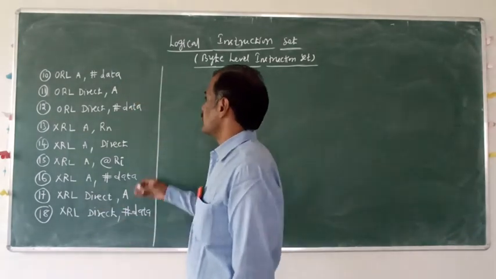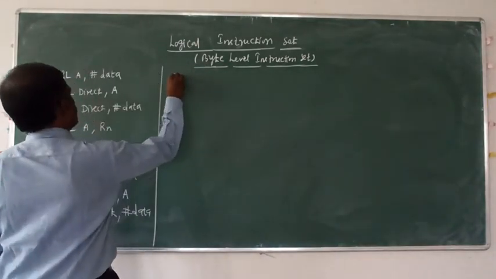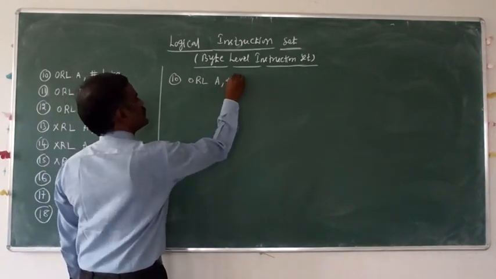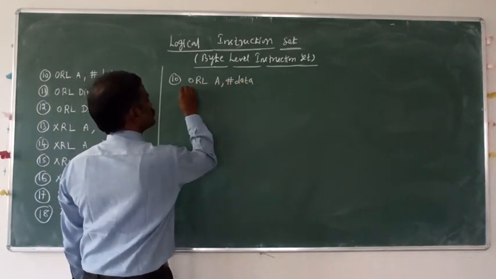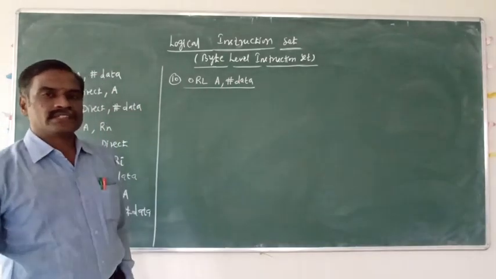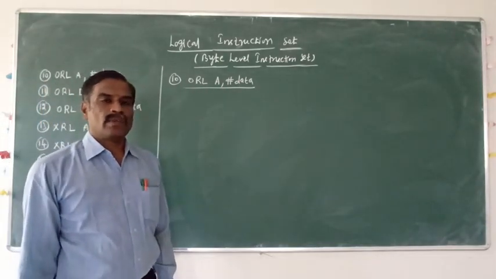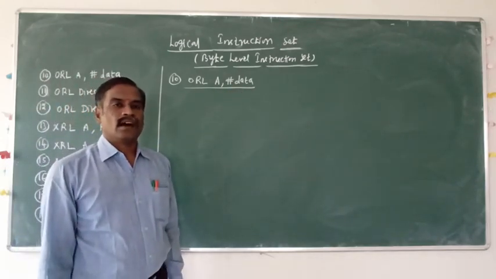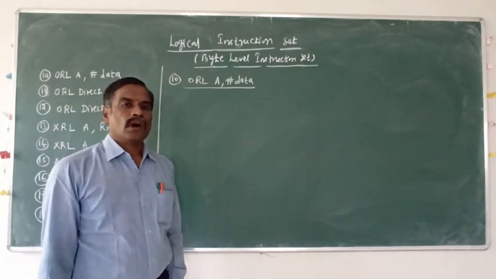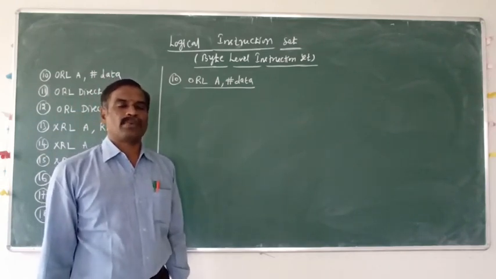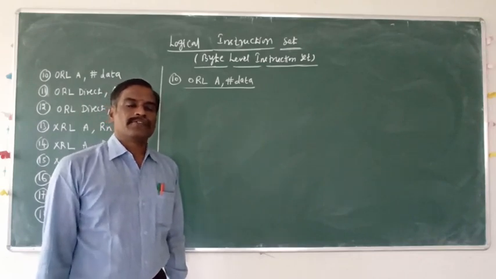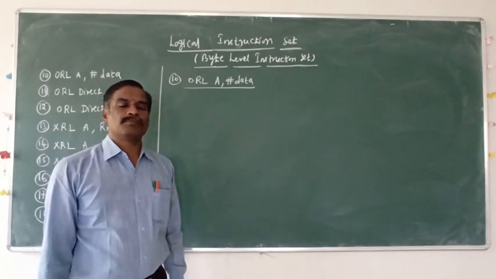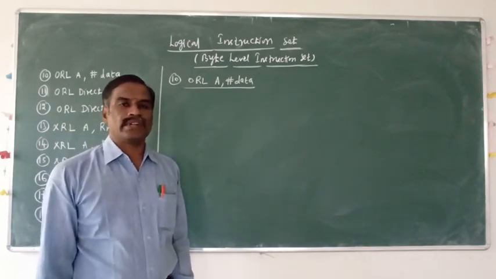Okay. In instruction 10, ORL A comma hash data. ORL means logically OR the accumulator content with the immediately given 8-bit data and move the result to the accumulator itself. The operation of OR gate: if any one of the inputs is high, output is high. If both inputs are low, output is low.